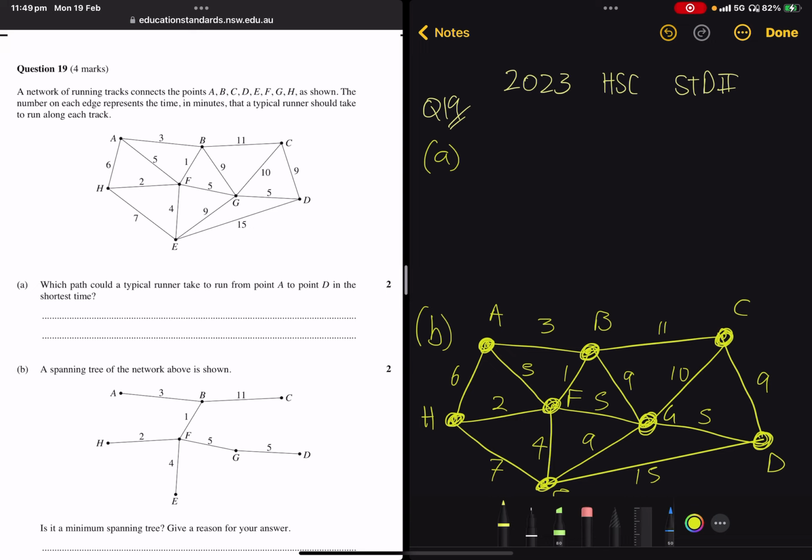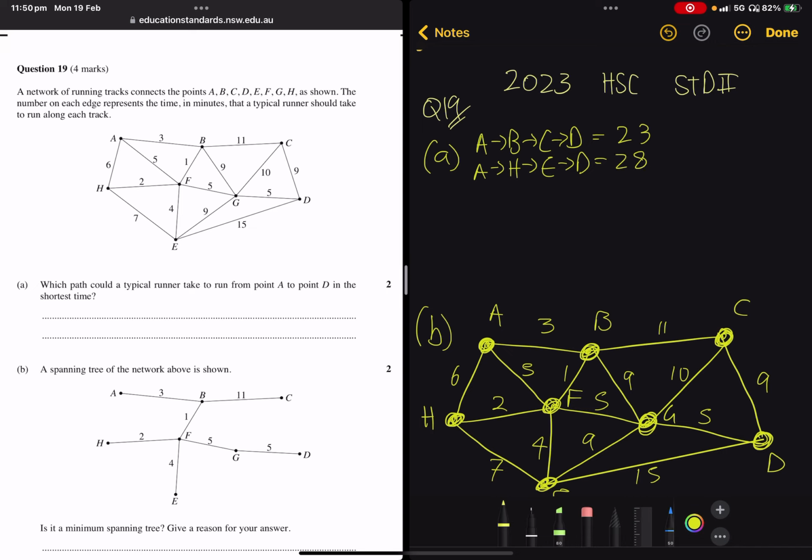All right, so here we could use a shortest path algorithm, something like Dijkstra's algorithm, to find the shortest path connecting nodes or something along those lines. Because it's quite a small diagram, we could also just check a few paths. So we're going to pick some obvious paths. We'll pick some outside paths, A to B to C to D. So this is 3 plus 11 plus 9, that's 23. We could have A to H to E to D. This is 6 plus 7 is 13 plus 15 is 28.